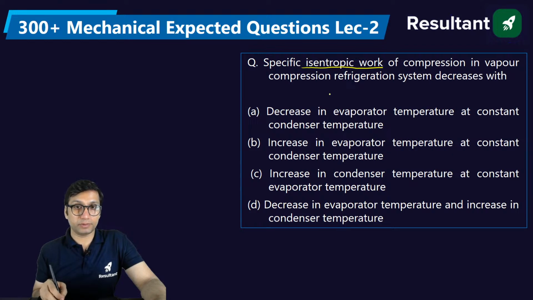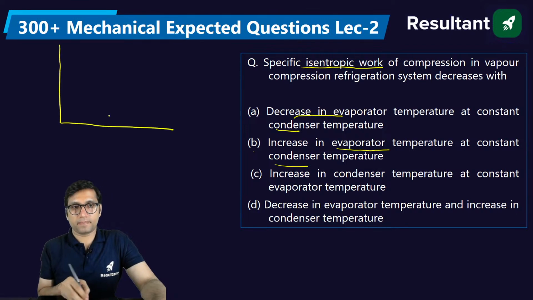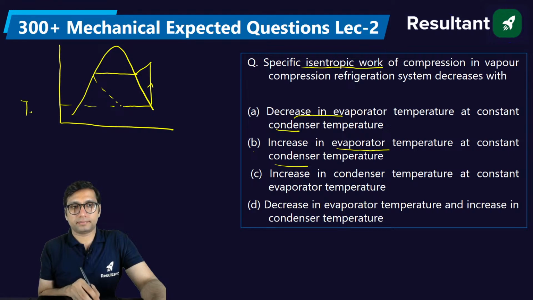Compression work will reduce by decreasing the evaporator temperature at constant condenser temperature, or by increasing the evaporator temperature at constant condenser temperature. So if you see this option number B, if you see the work, this is evaporator temperature and this is condenser temperature.